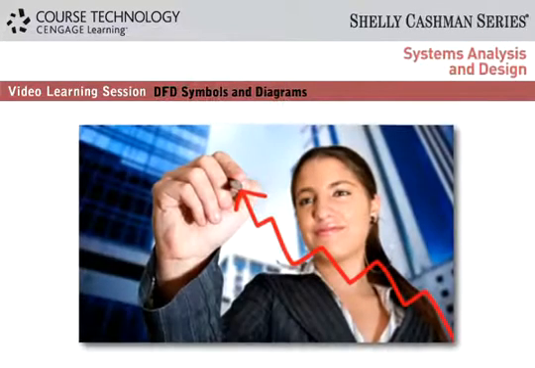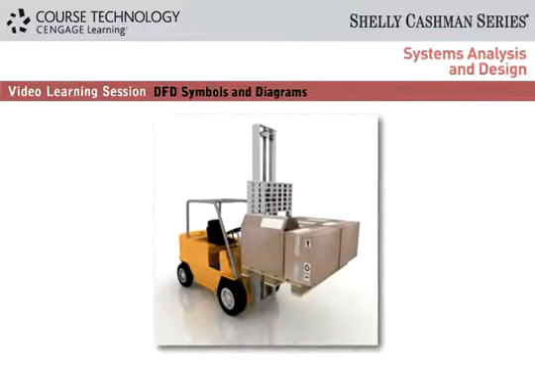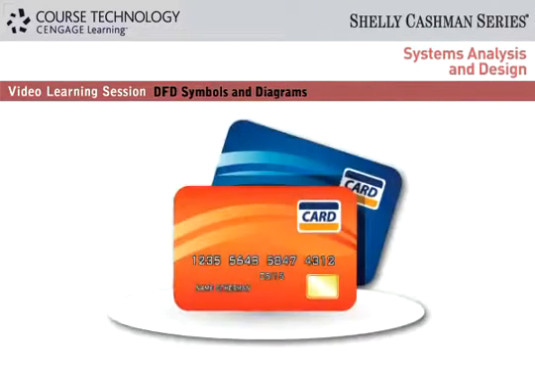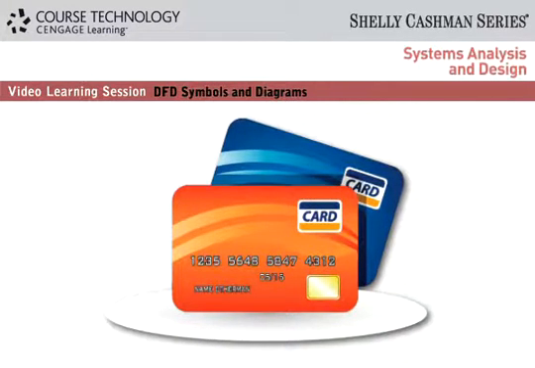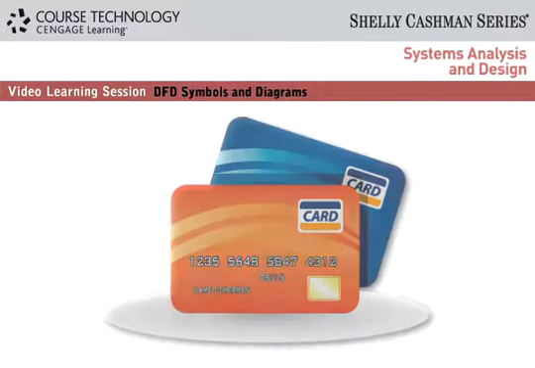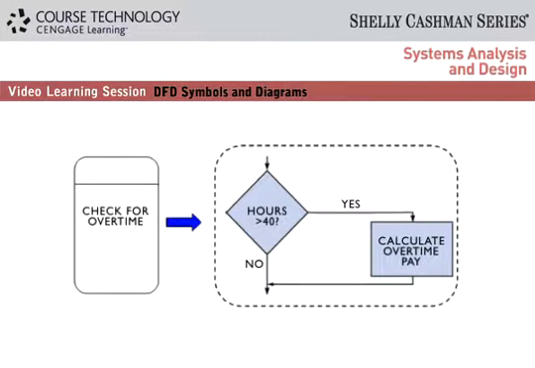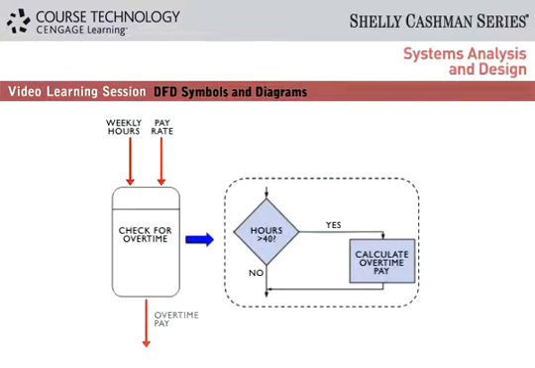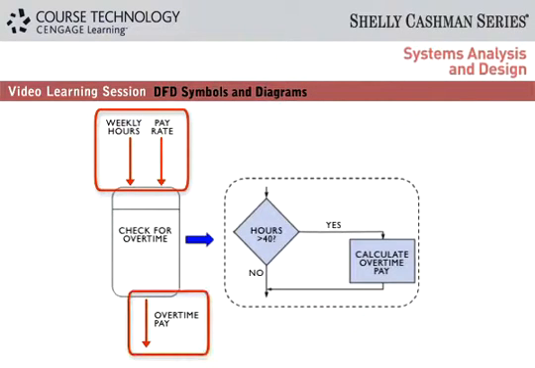A process can calculate sales trends, reorder inventory when supplies get low, or verify a customer's credit status. We can use a flow chart to show what goes on inside a process. A process can contain many other functions that are not visible until you open the process and look inside. In this example, the check for overtime process determines whether an employee worked more than 40 hours. If so, it runs an internal process called Calculate Overtime Pay. The check for overtime process has weekly hours and pay rates as input data and produces overtime pay as output data.